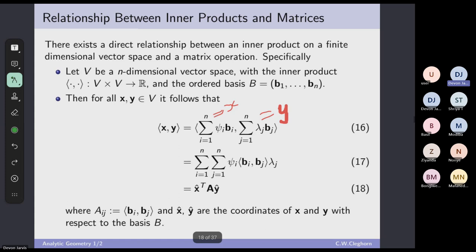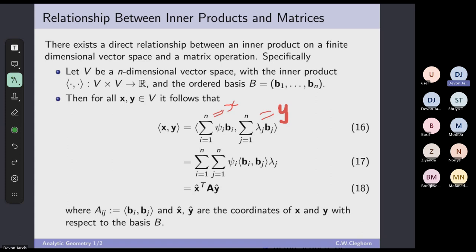But there is a very key relationship here with covariance matrices in statistics. So I will still get to that. I will bring it up, even though it's not directly in the course anymore. Okay, but for now, the relationship between inner products and matrices is what we really care about. So there exists a direct relationship between an inner product on a finite dimensional vector space and a matrix operator.